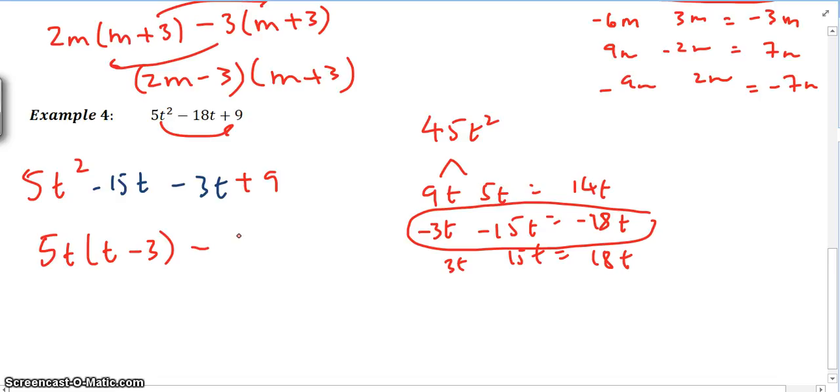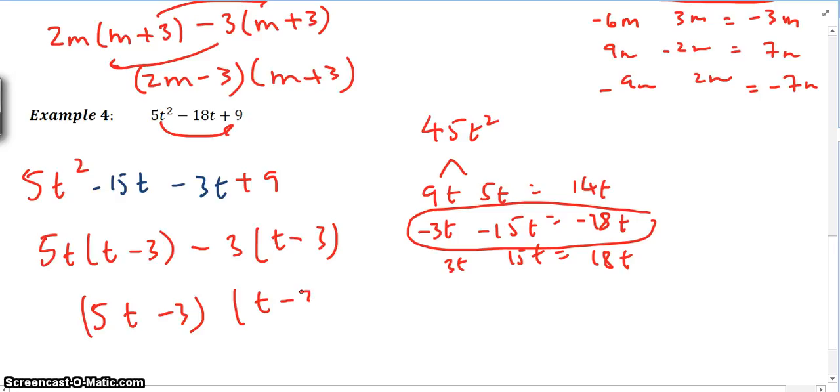Next one will be minus 3 is common between that, so t minus 3, and I can group these to become 5t minus 3, t minus 3.